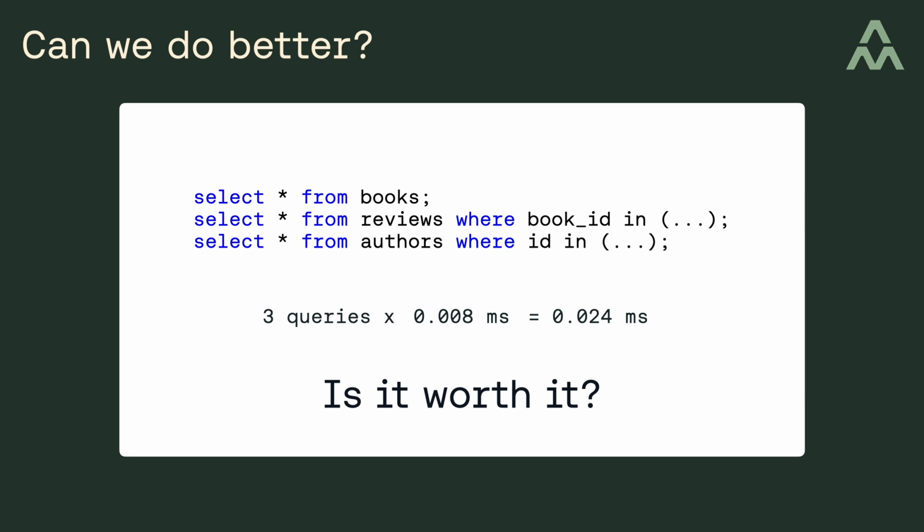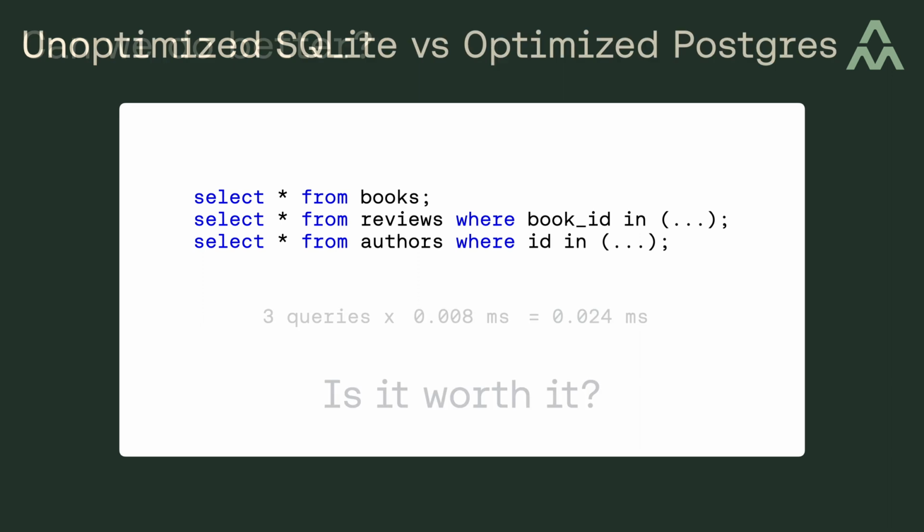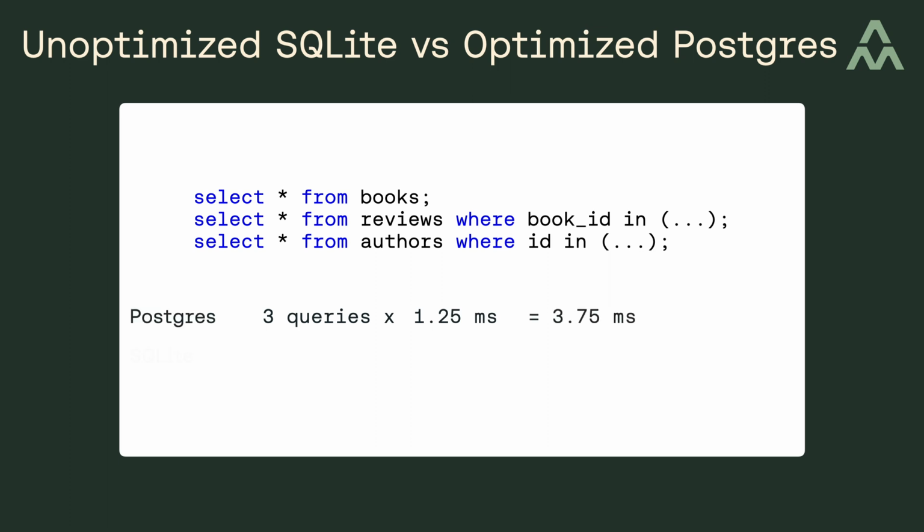So how does this unoptimized SQLite solution compare to an optimized Postgres solution? Well, an optimized Postgres solution would result in 3 queries, which were taking about 1.25 milliseconds each, so we'd end up with a total query time of about 3.75 milliseconds or longer. Then, with the unoptimized SQLite solution, you'd have 121 queries that take about 8 microseconds each, so the total query time would be about 1 millisecond. So as you can see, an unoptimized SQLite solution is still about 4 times faster than the optimized Postgres solution.